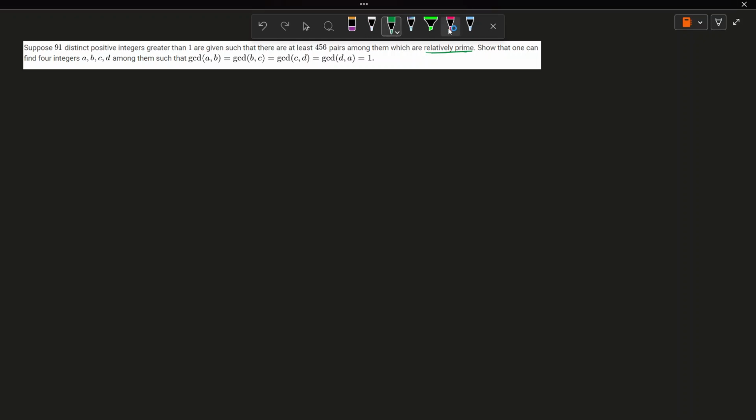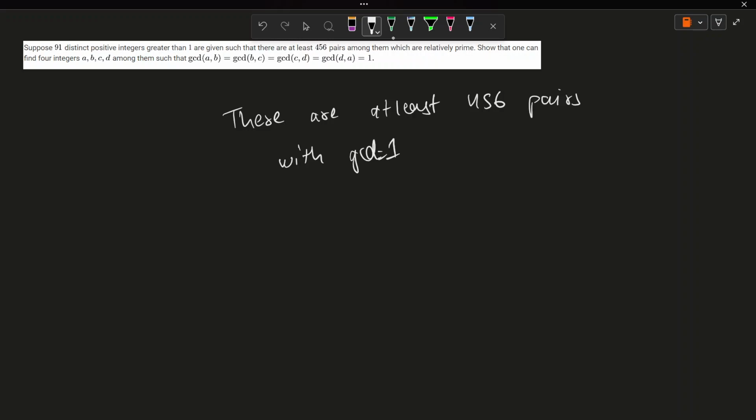So what we know is there are at least 456 pairs with GCD 1. Let me write it down. So we need to find a, b, c, d according to the problem condition.